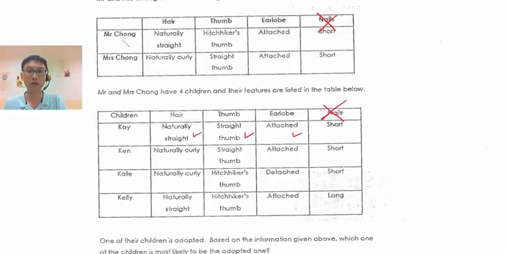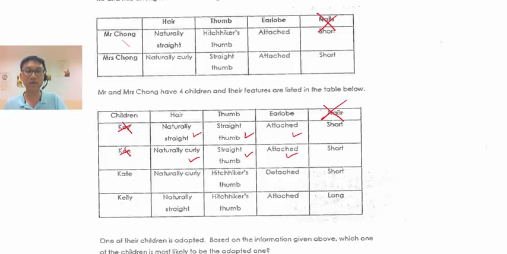Okay, so basically Ken most likely is Mr. and Mrs. Chong's child because he has traits that are from the parents. Okay, so this is not adopted. Ken, let's look at Ken. Naturally curly from the mother, straight thumb from the mother, attached earlobes from either one. So Ken is not adopted.